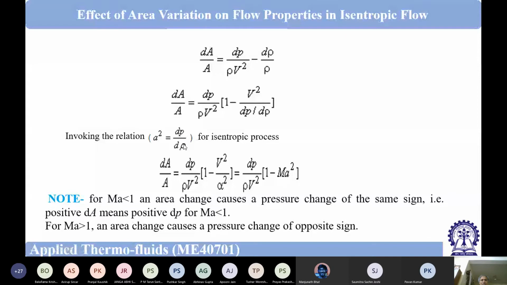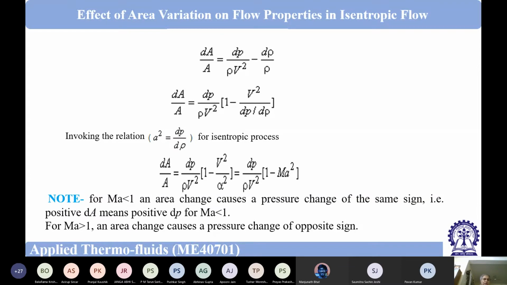Already we have discussed this. So a is the local sonic velocity. Then we will get dA by A is equal to dP by rho v square times 1 minus Ma square. And everywhere we are assuming that it is an isentropic process, a reversible adiabatic process.